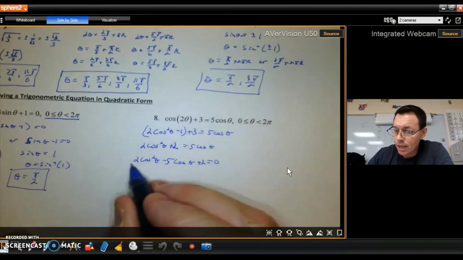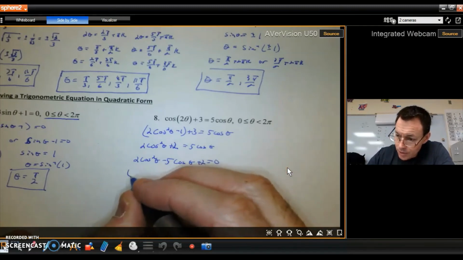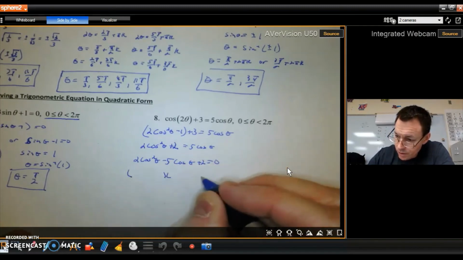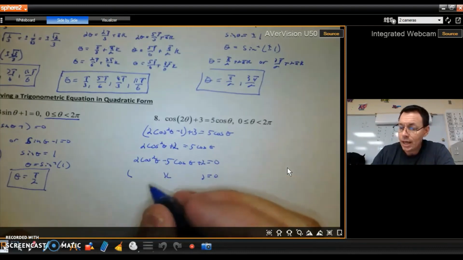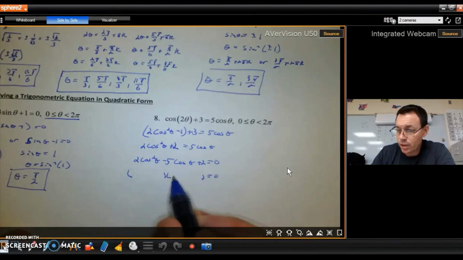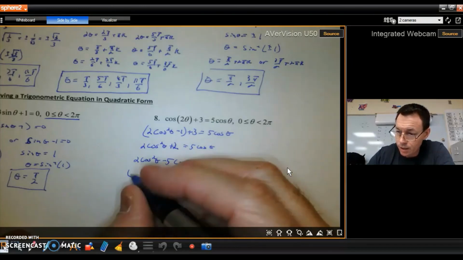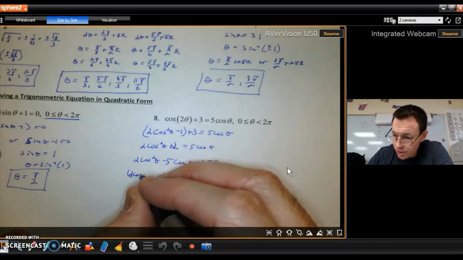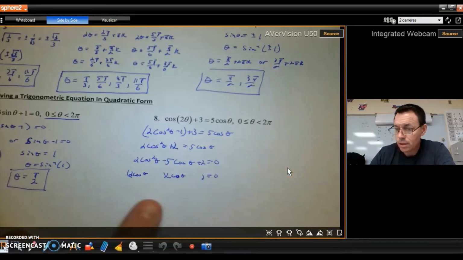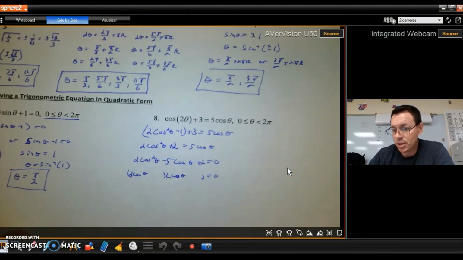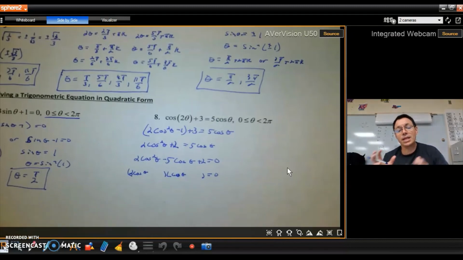All right, so now this is going to factor. I'm just going to set 2 sets of parentheses, and I'm going to treat the word cosine like it's a variable. I know that for the first terms to multiply together to give me 2 cosine squared, I need one to be a 2 cosine, and then I need the other one to just be a cosine. That'll give me the 2, and then the cosine times cosine will give me the cosine squared. So that's how the beginning part of my parentheses are going to factor.